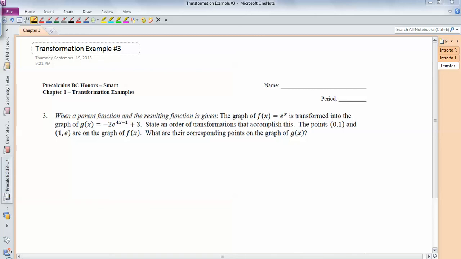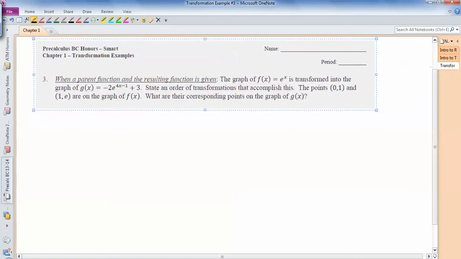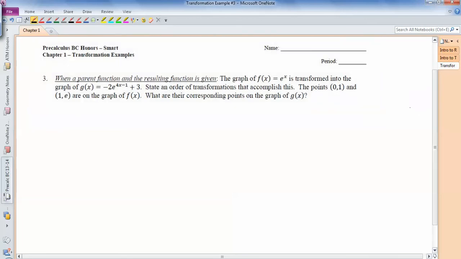Okay, let's look at transformation example 3. It's from the handout that I gave out to you guys either Thursday or Friday, depending on when you had class. And it should be attached to our agenda too, if you need one. So in this problem, it's kind of a twisted around problem compared to what we've done before.